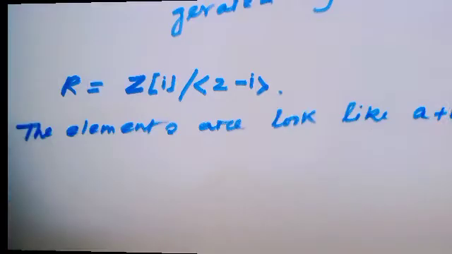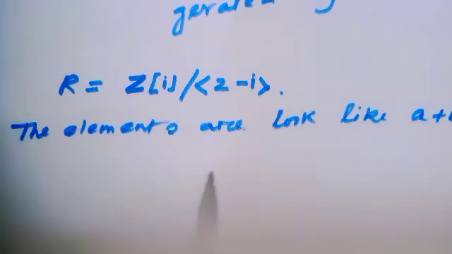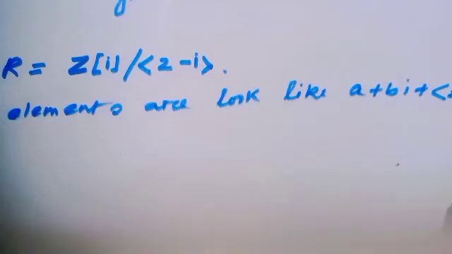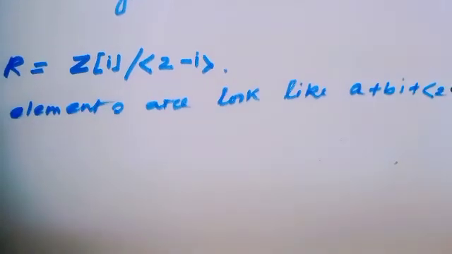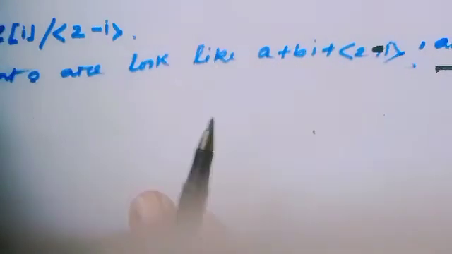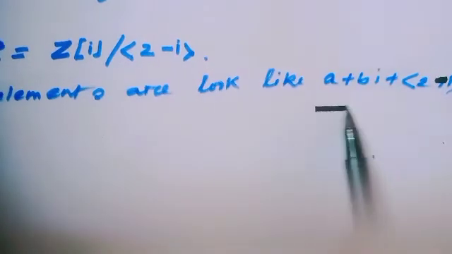Now I will look at one quotient ring, Z[i] modulo the ideal generated by 2 minus i. This is a very interesting quotient ring. Here the elements look like a plus ib plus the ideal generated by 2 minus i, where a, b belong to integers. We all of us know this quotient ring is of such type.